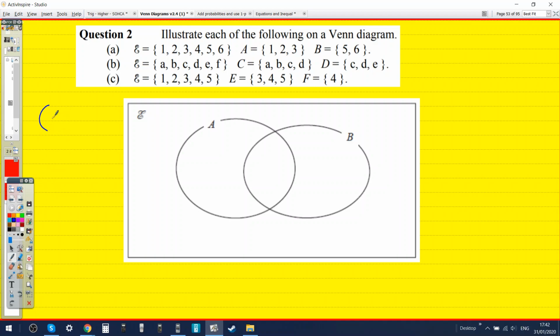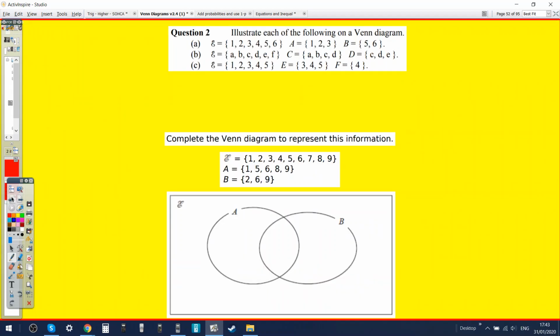Okay, how do we do B? Same as A. A, B in A. Then C, D in the middle. And E in B. Is that everything? F in B as well. Oh, no, F outside the 2 circles. Well done. Okay. So let's try the exam question down the bottom.